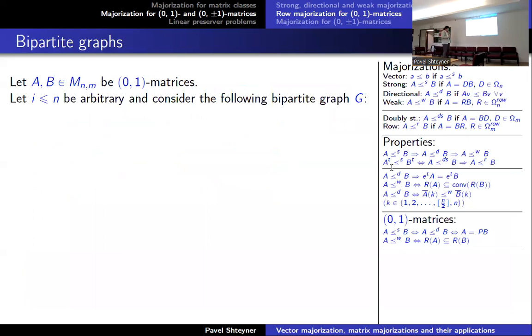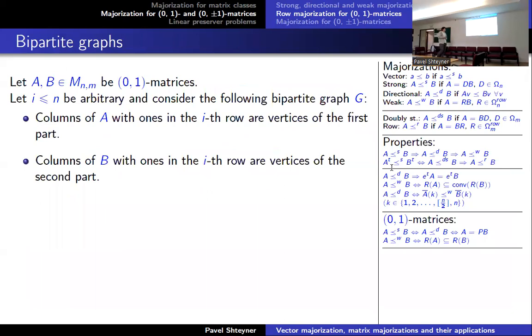Let's mention one interesting necessary condition. Let's say that A and B are two arbitrary 0-1 matrices. Fix an arbitrary row of A and of B, and we can construct a bipartite graph in the following way. Columns of A with ones in this row form the first part. Columns of B with ones in the chosen row form the second part. And there is an edge between A_j and B_k if and only if A_j is greater or equal to B_k. This means just element-wise.